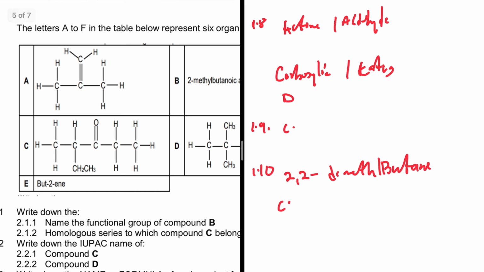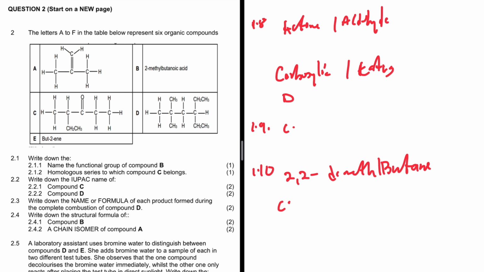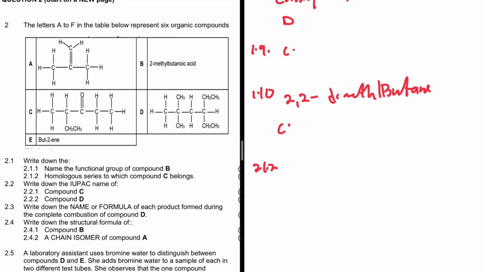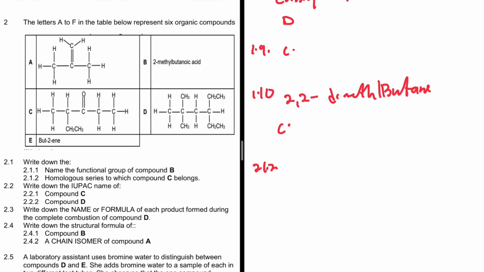Right. The long questions, question 2. This structure follows the same exact structure in the exam. In the exam, you'll come across a table like this. Usually, right? Let me say 19 out of 20 times, you will come across a table like this, and you're going to answer some questions based on the table. So let's take a look. 2.1.1. The letters A to F in the table below represent 6 organic compounds. The first question, name the functional group of compound B.